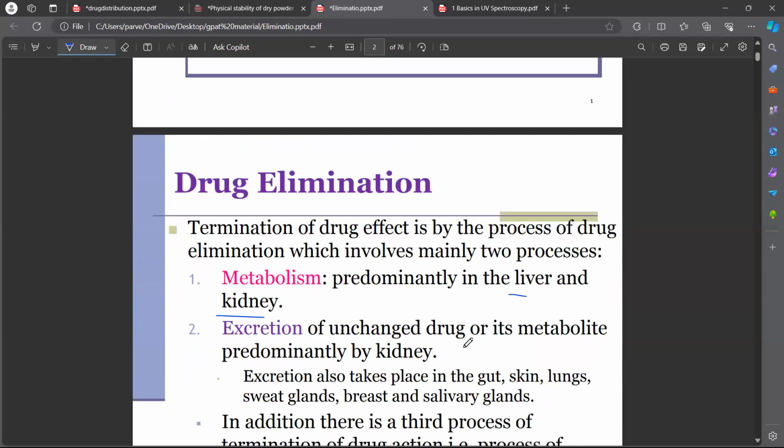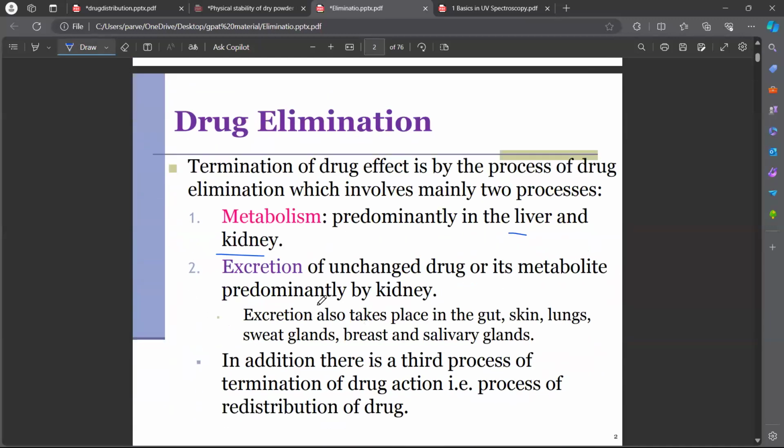Excretion of the unchanged drug or its metabolite occurs prominently by the kidney. Excretion is the drug getting removed from the body so that its action gets terminated. Excretion is also a defense mechanism of the body so that accumulation of the drug inside the body does not take place. The major excretory organ is the kidney. Other than the kidney, excretion can also take place from the gut, skin, lungs, sweat glands, breast, and salivary glands.